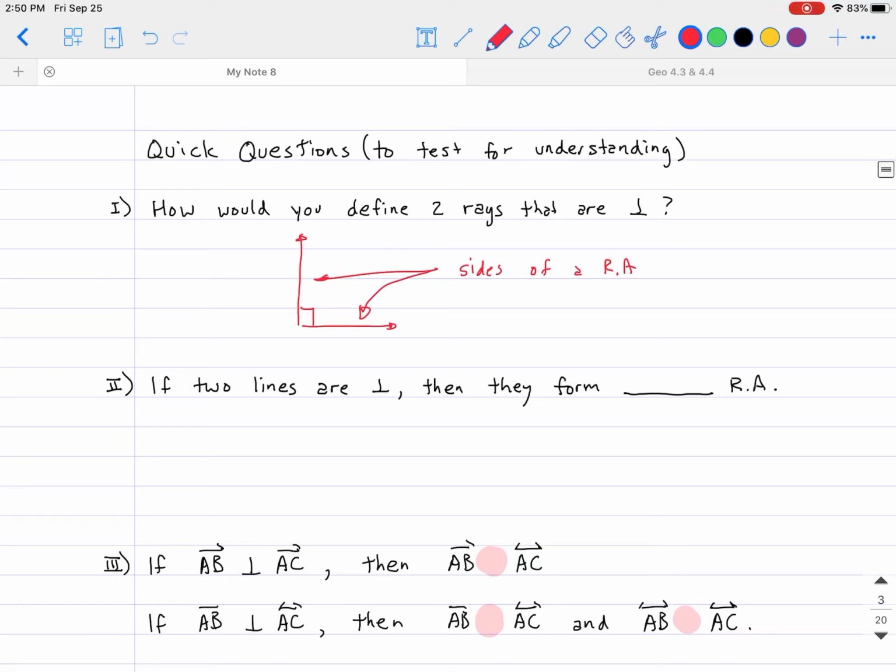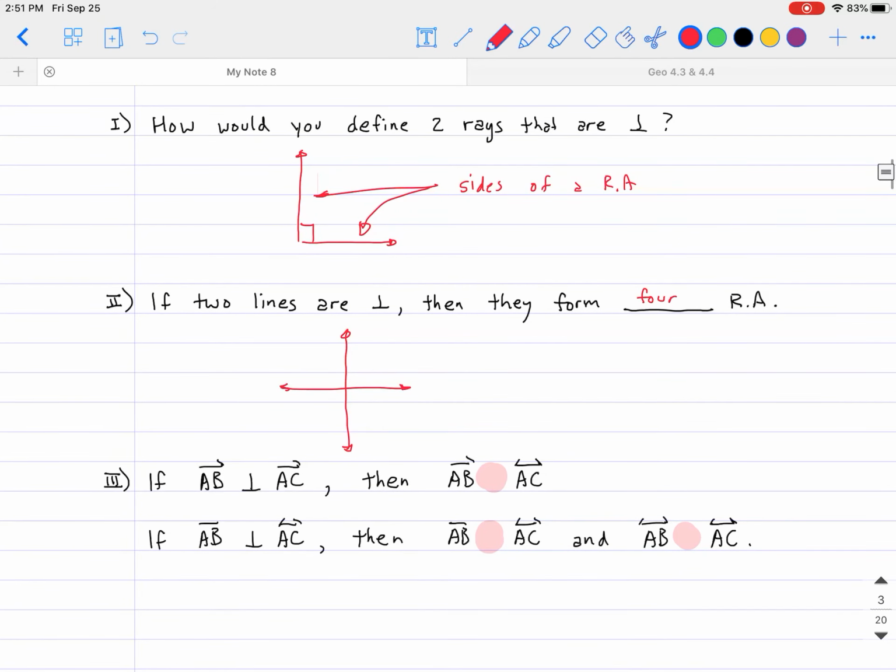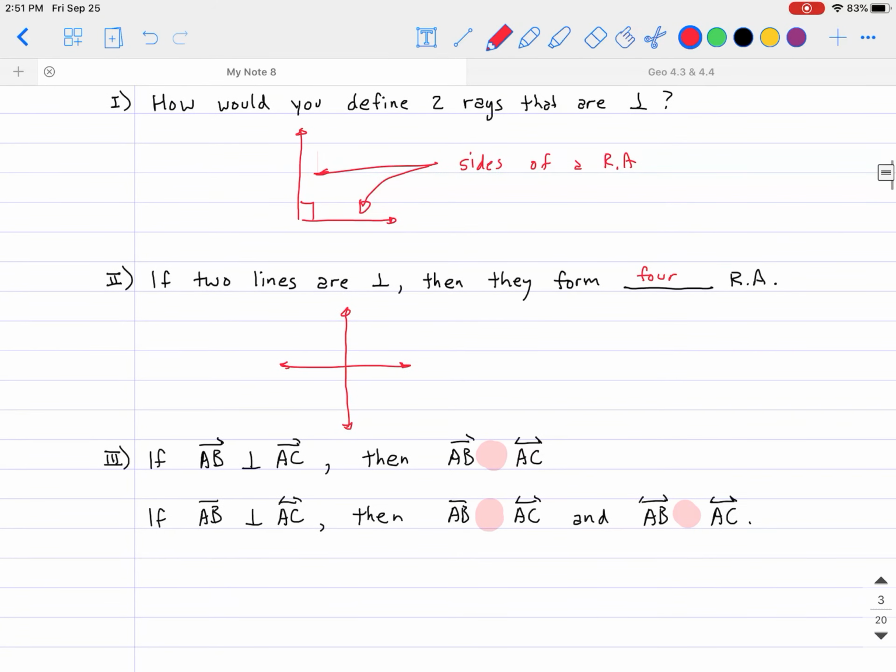Next, if two lines are perpendicular to each other, how many right angles do they form? In this case, we have lines, meaning they go on forever, and they intersect each other like so. As you can see in this picture, they form 4 right angles. And finally, if AB, the ray, is perpendicular to AC, the ray, meaning it looks something like this, here's AB, and here is AC, then the conclusion about AB, the ray, in comparison to AC, the line, is that they're perpendicular to each other as well.